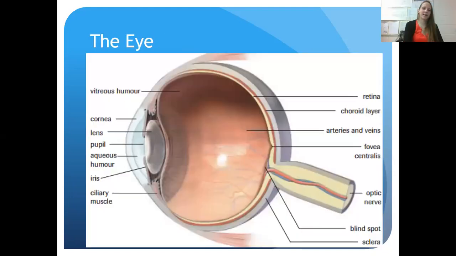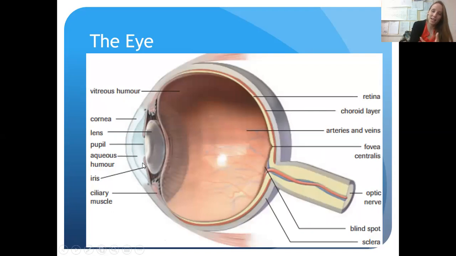Again, this is just another image of the eye. So the white outer layer is our sclera. At the front here, the outer layer of the bulge is the cornea. Behind that, the fluid-filled area is the aqueous humor, which again just supplies oxygen and nutrients to the cornea. The light that's coming in is going to be bent by the cornea so that it goes through the pupil, which is the opening right here. The iris, you can see right here and right here.